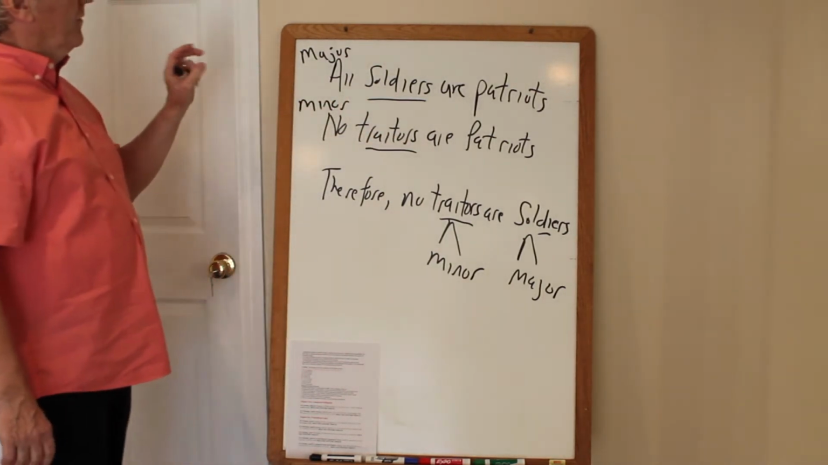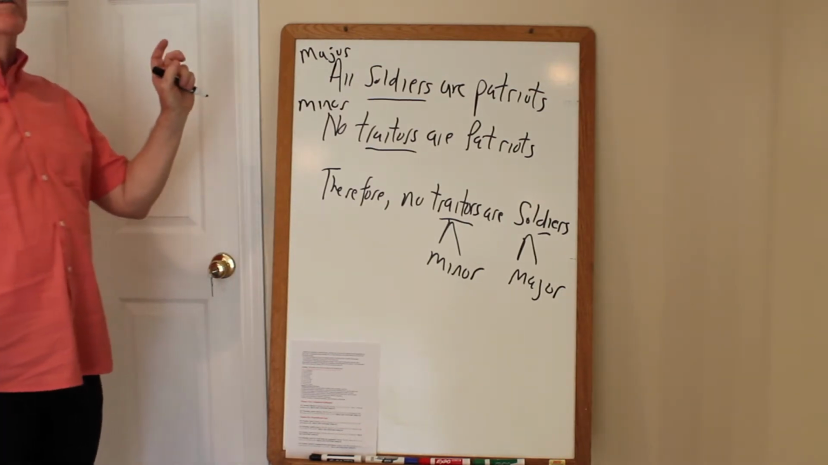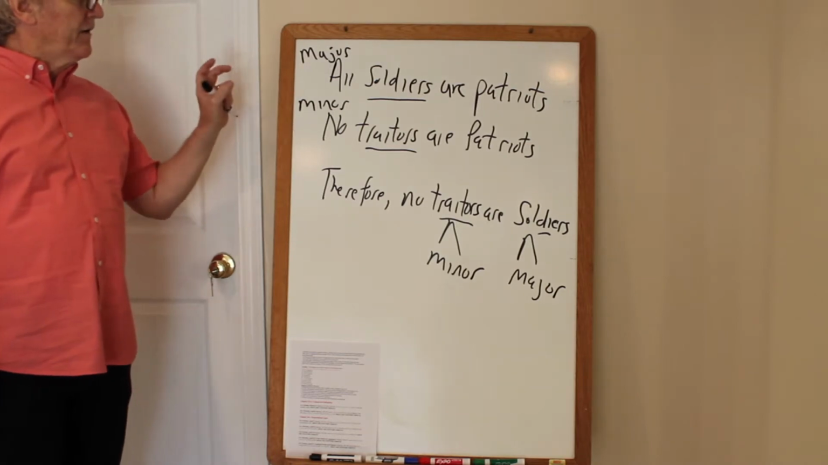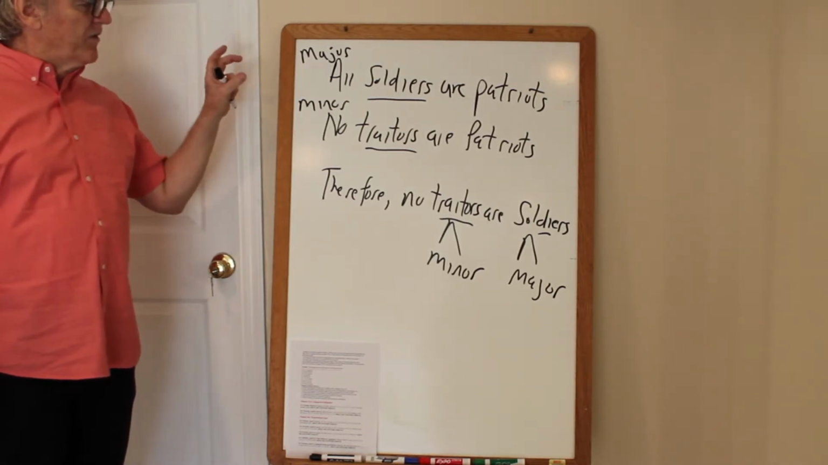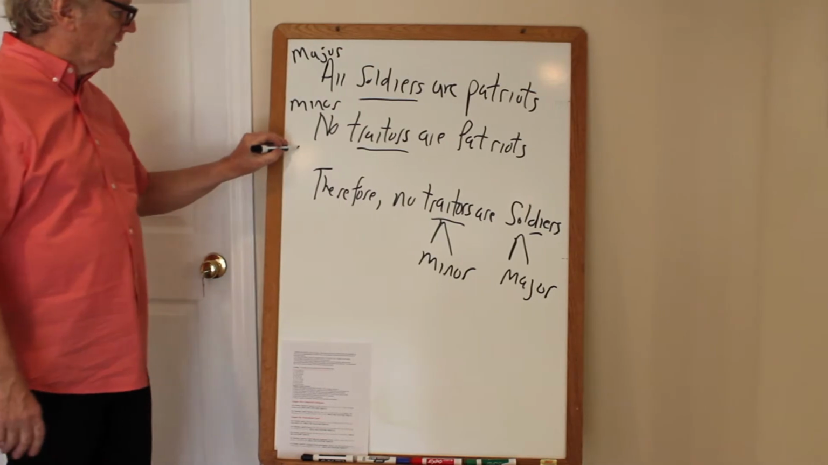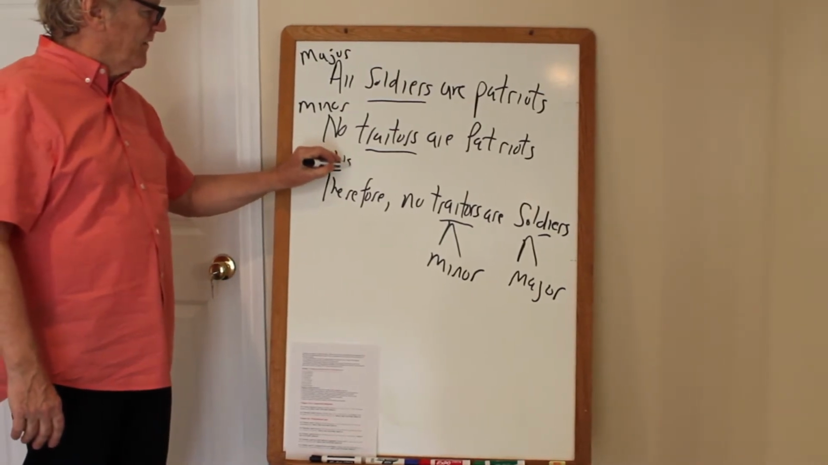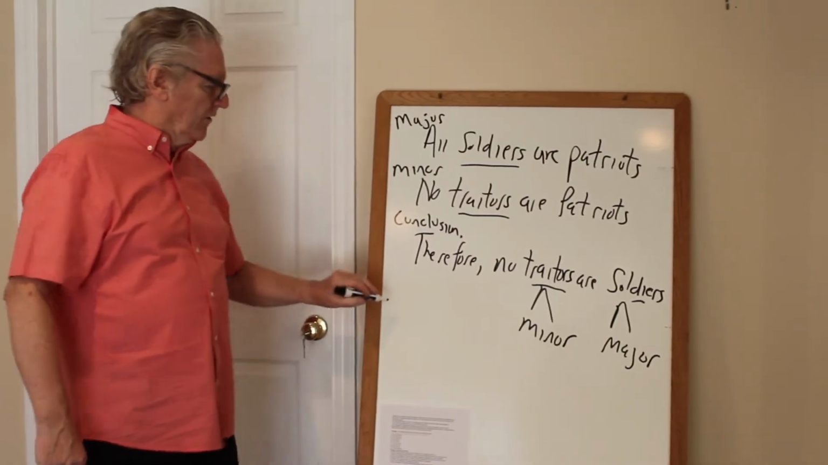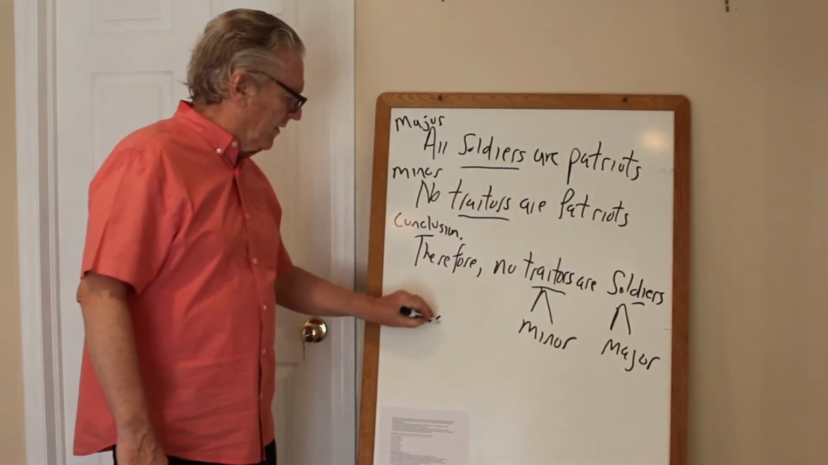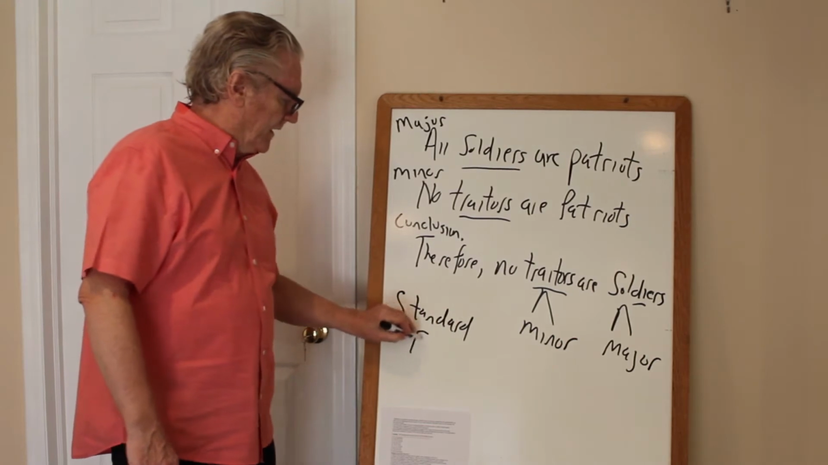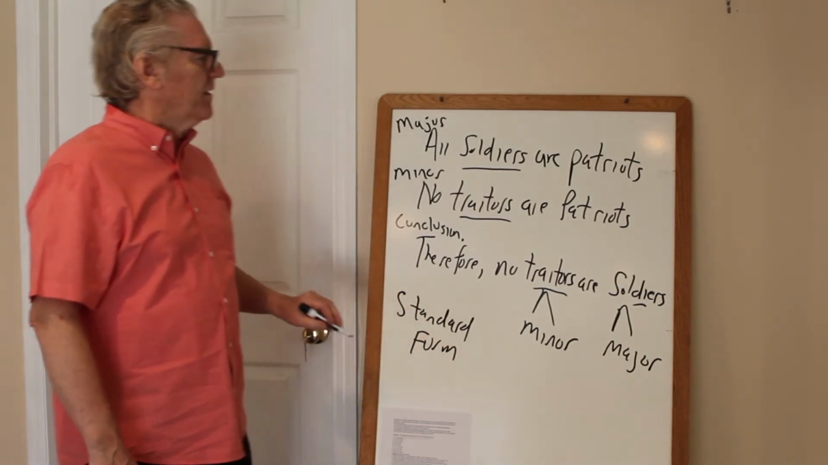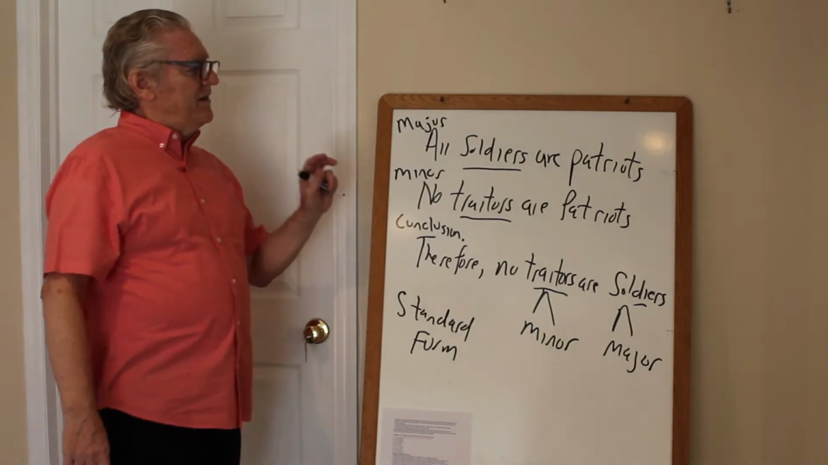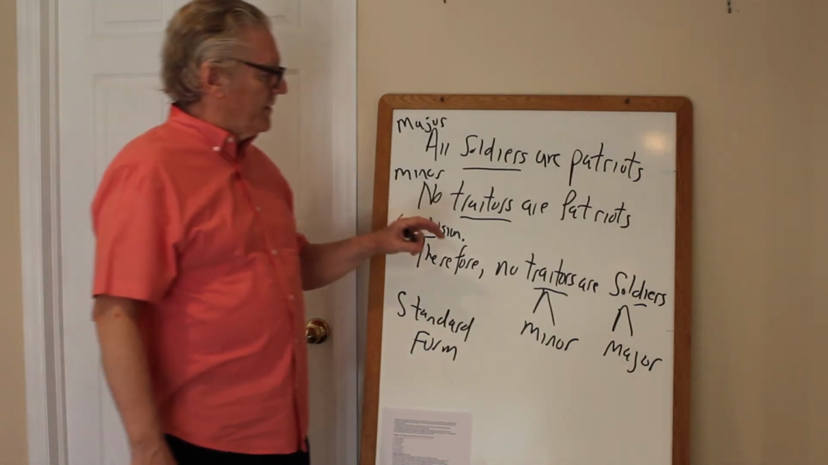So this is already in what we call standard form. You want to make a note of that term. Any syllogism in which the major premise comes first, the minor premise is second, and the conclusion is last, is already in standard form. This one is in standard form because it has major premise, minor premise, and then conclusion in that order.